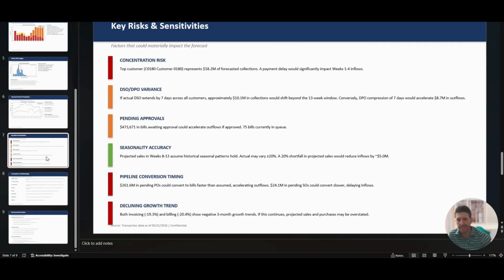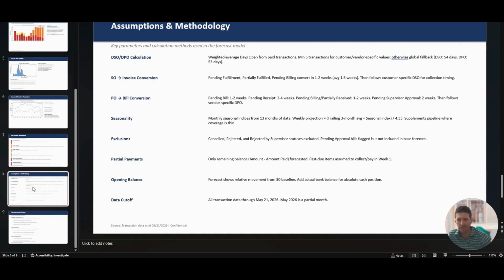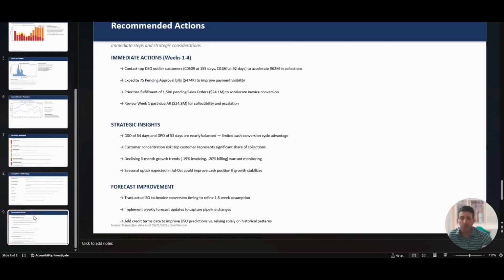Here you can see key sensitivities and risks, all our assumptions and methodologies, as well as recommended specific actions based on your transaction line level data. This is not looking at some rolled up report or aggregated data. It's all transaction level detail.